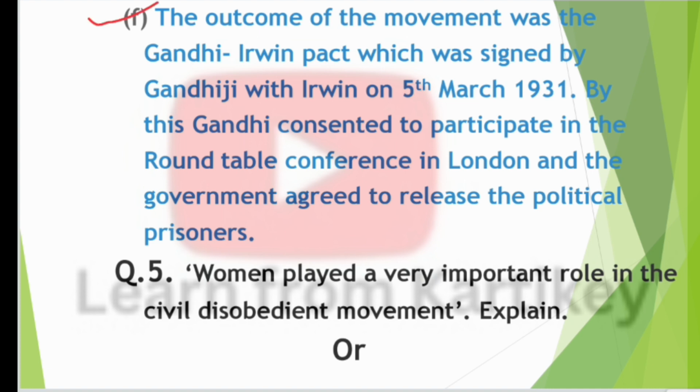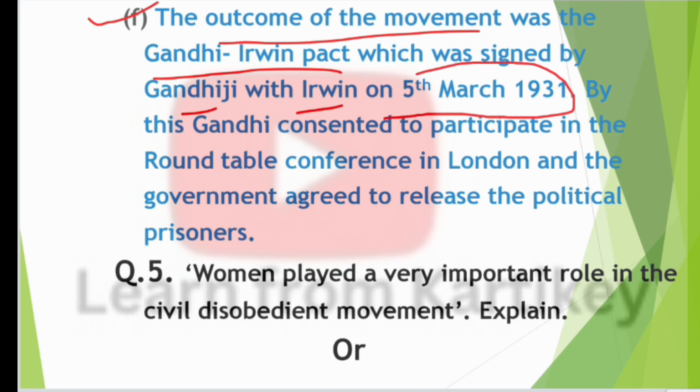Sixth point, the outcome of the movement was the Gandhi-Irwin Pact, which was signed by Gandhiji with Irwin on 5th March 1931. By this, Gandhi consented to participate in the Round Table Conference in London, and the government agreed to release the political prisoners.